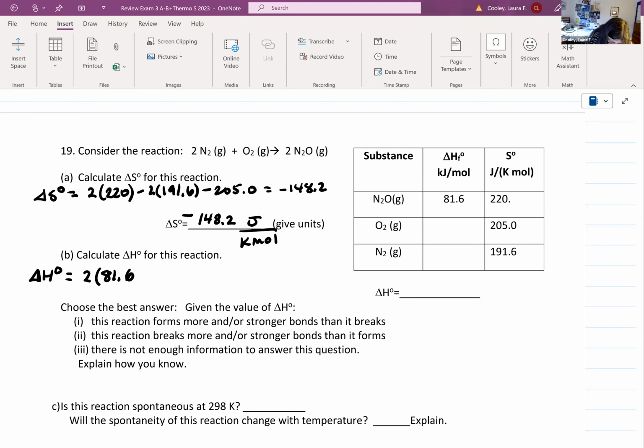Yeah, the delta H0 is easy because these two, it's 0. So you don't have to worry about that. Oh, what's the answer to this question here? Is this reaction, if I draw reactants and products, which is higher in energy and which is lower?